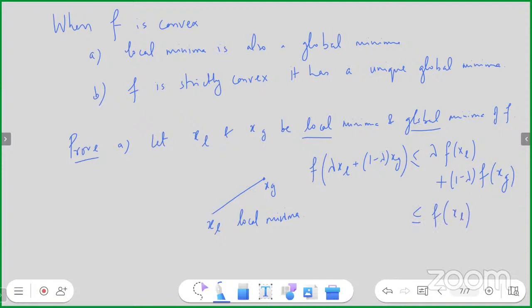And since this is true for any lambda between 0 and 1, we can say that we can move to any small lambda to the right of xl, and we will be getting a functional value lesser than that. What have you proved on this? So I have proved that xl cannot be local minima if it is not the global minima, if they are distinct. Use lambda small.